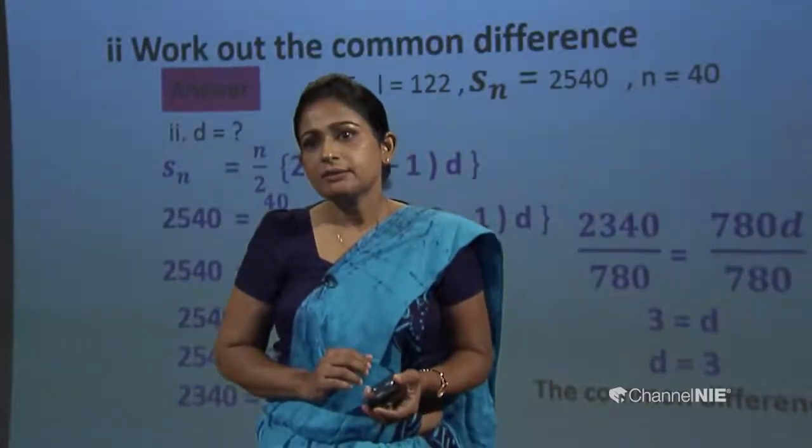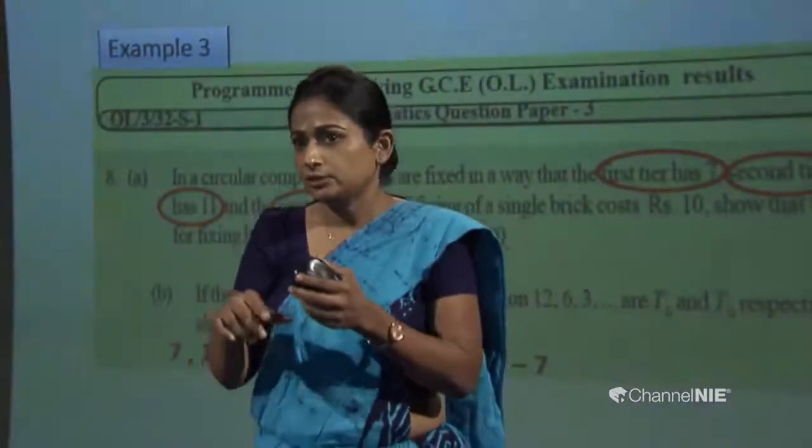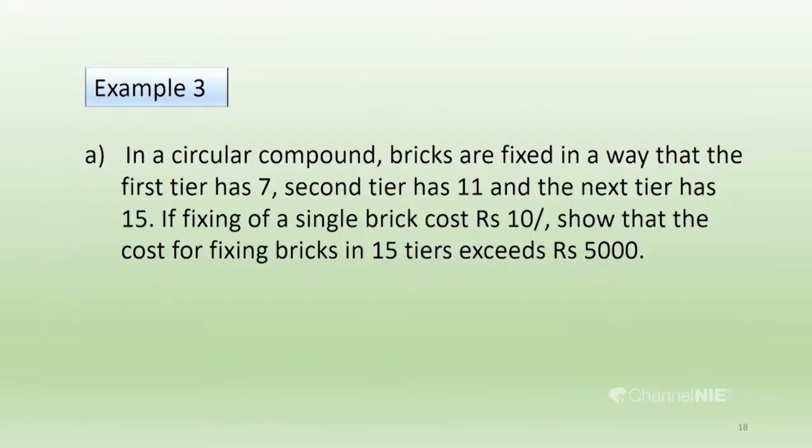Okay, what's the next example? Let's see that. I have taken it from one paper issued by the ministry. Let me write that again. Look at that. In a circular compound, bricks are fixed in a way that the first tier has 7, the second tier has 11, and the next tier has 15. If fixing a single brick costs 10 rupees, show that the cost for fixing bricks in 15 tiers exceeds 5,000 rupees. So how do we do that? You have to read this sum twice.